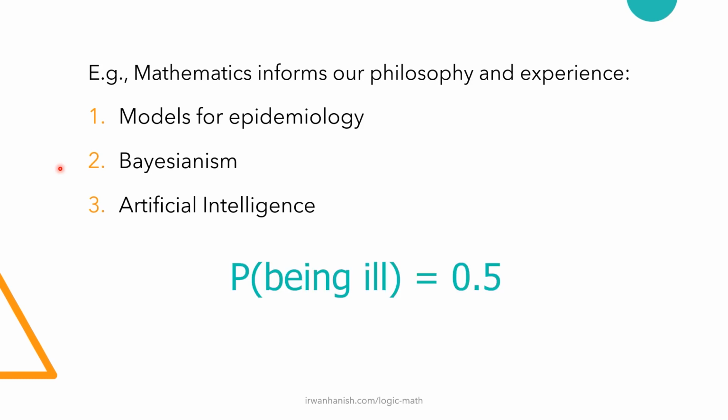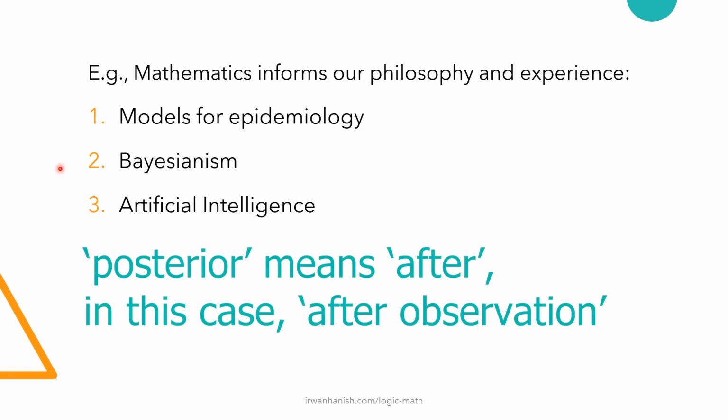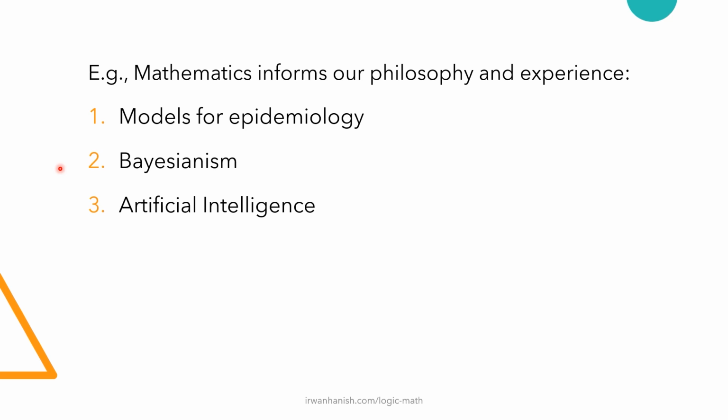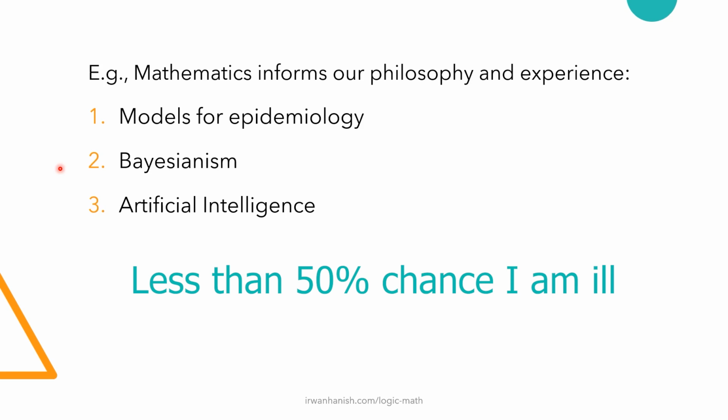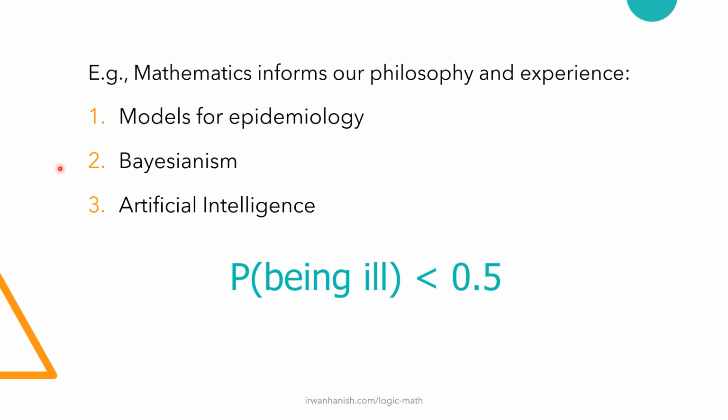And then you take a thermometer and your temperature is normal, 37.2 or something. Now, based on that empirical observation, Bayesian philosophers would expect you to update your belief. Your posterior belief should be less than 0.5 now. It means you now believe that it's no longer 50% chance that you are ill. It will be like 5% or anything lower than 50%. So that's Bayesianism. The third one that I can think of is AI.